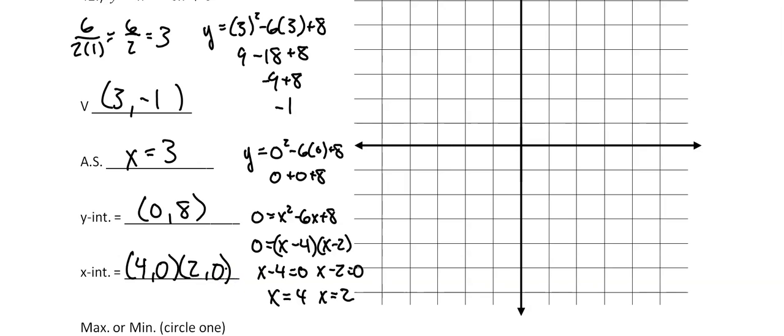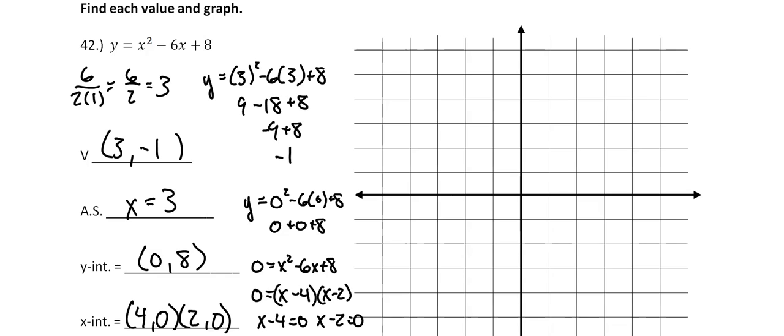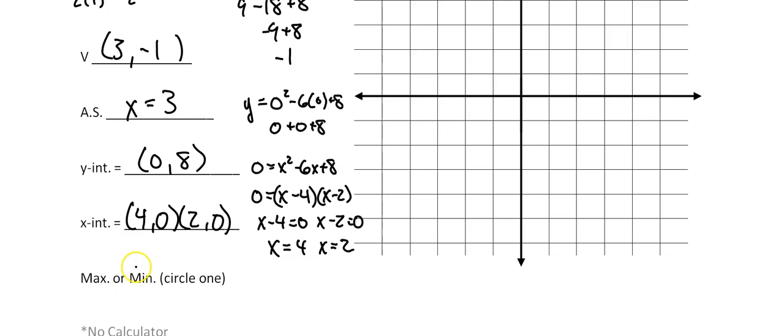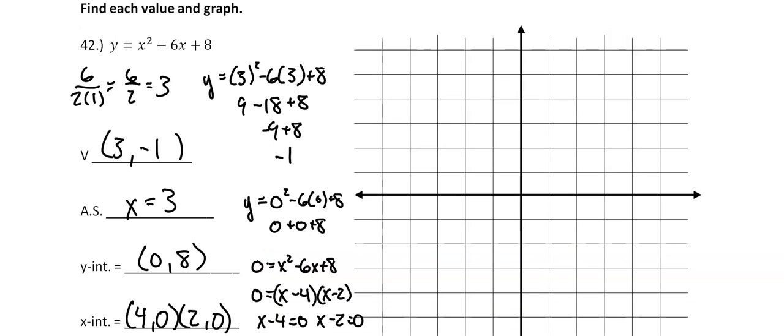And then maximum or minimum, just looking at the a value of this thing. The a value is a positive 1, which means this parabola is going to open up. Well, if the parabola opens up, it means my vertex is going to be at the bottom. It's going to be a minimum. And if I go ahead and plot all this stuff, it should confirm that.